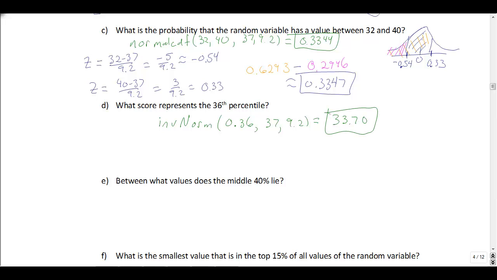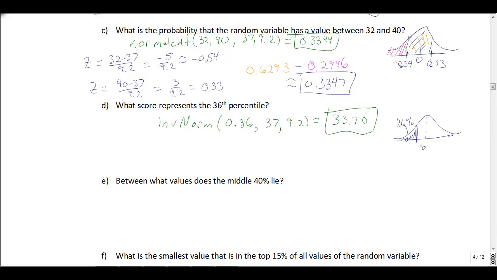That's really our 36th percentile. With the book method, without the invert norm functionality, I would take my standard normal distribution. I've got my 0 there. I'm looking for some part here where I get 36%. So I want to find that cutoff where the shaded part is 36% of the data to the left, and that'll be the 36th percentile.